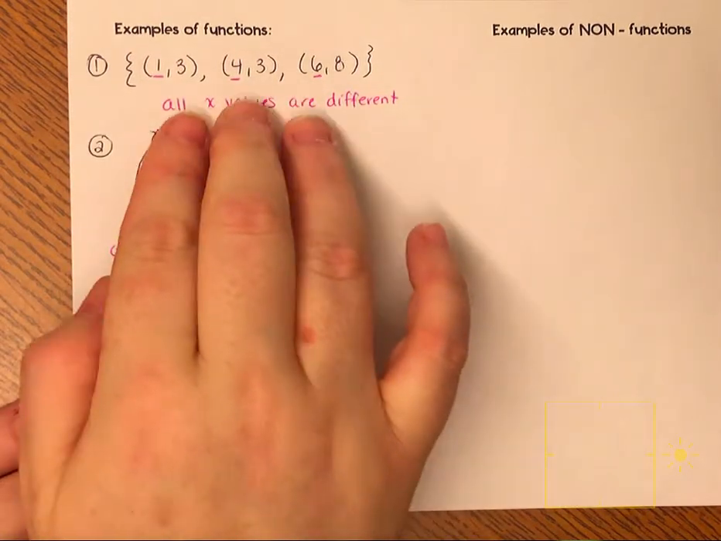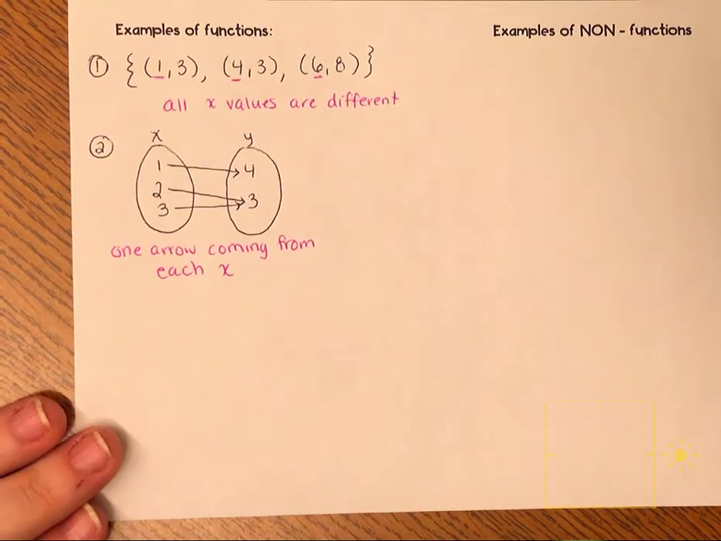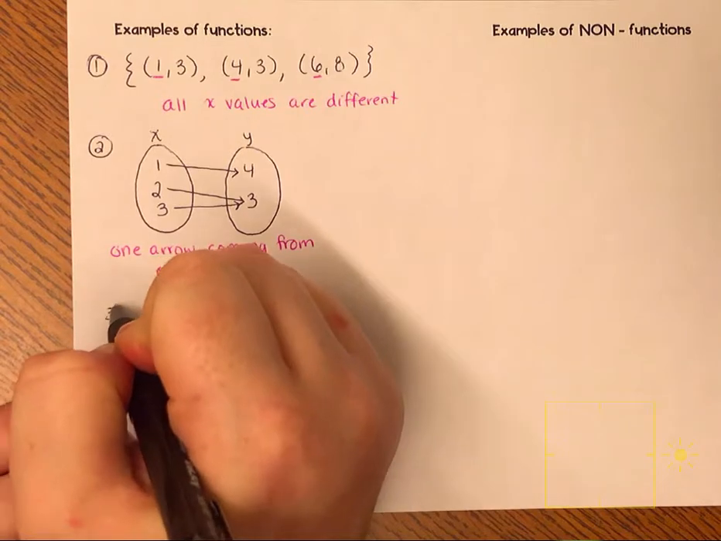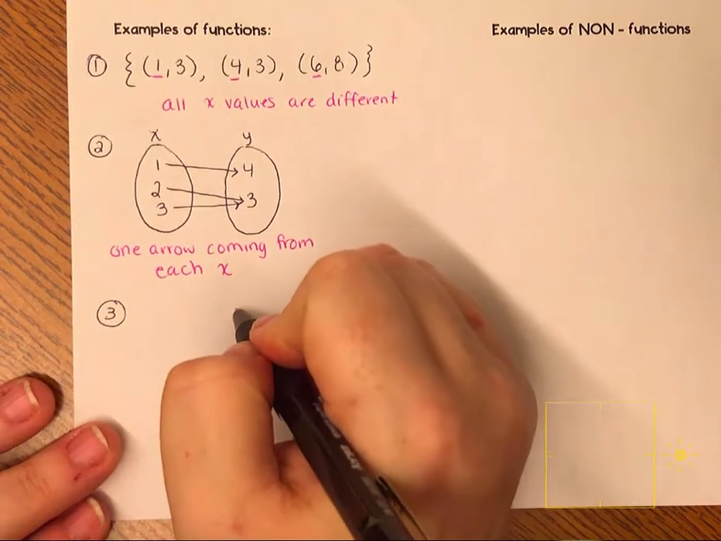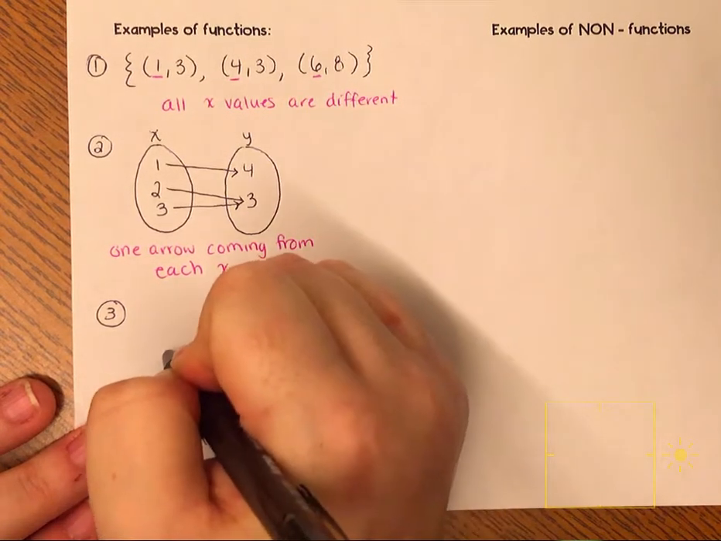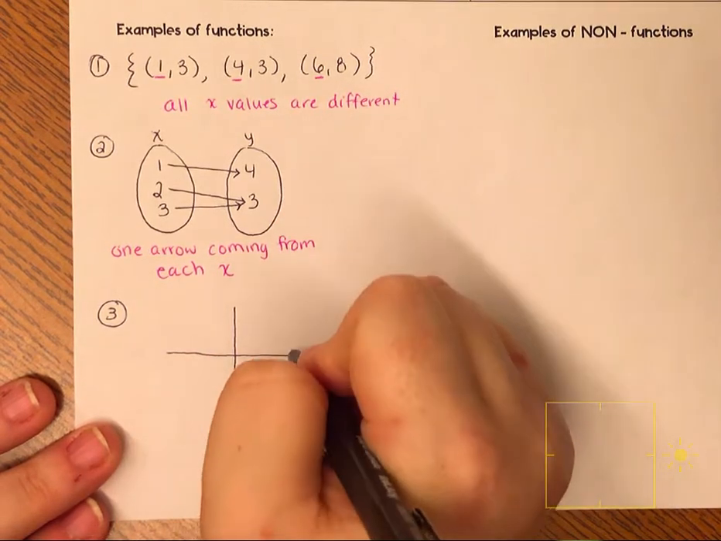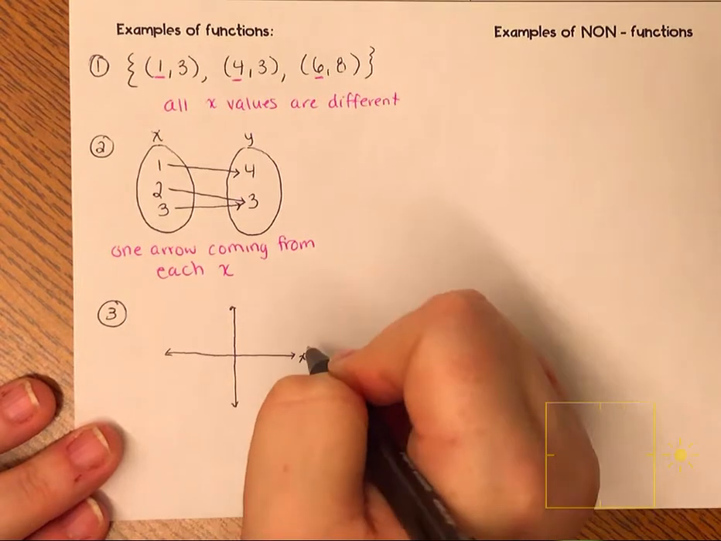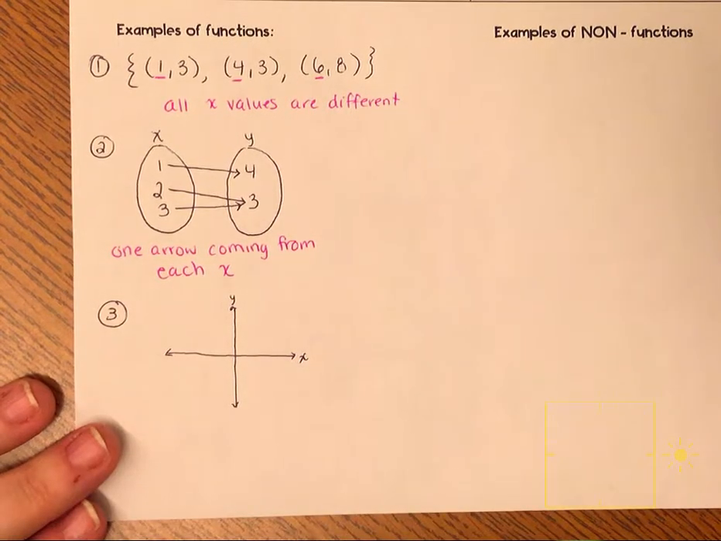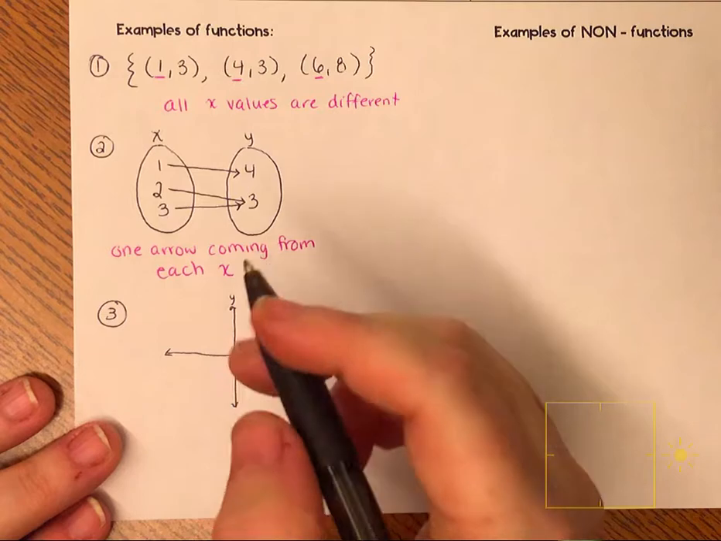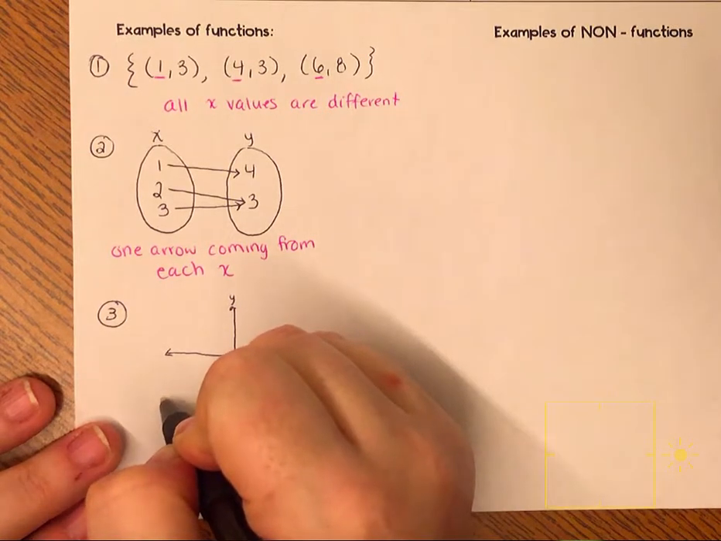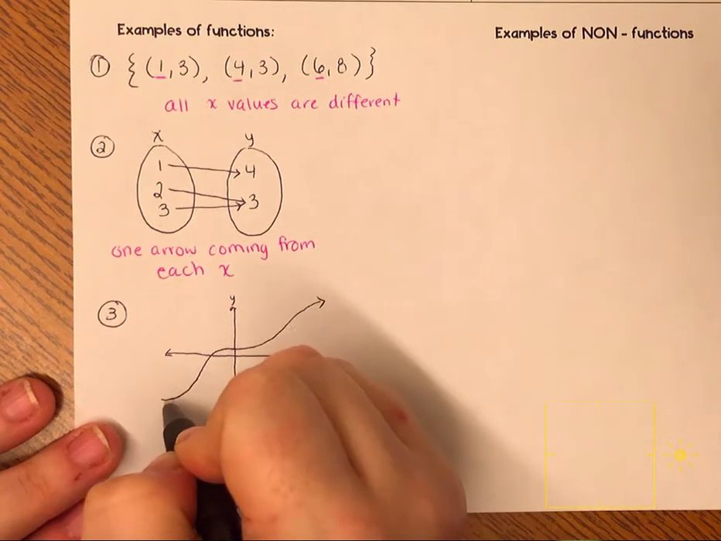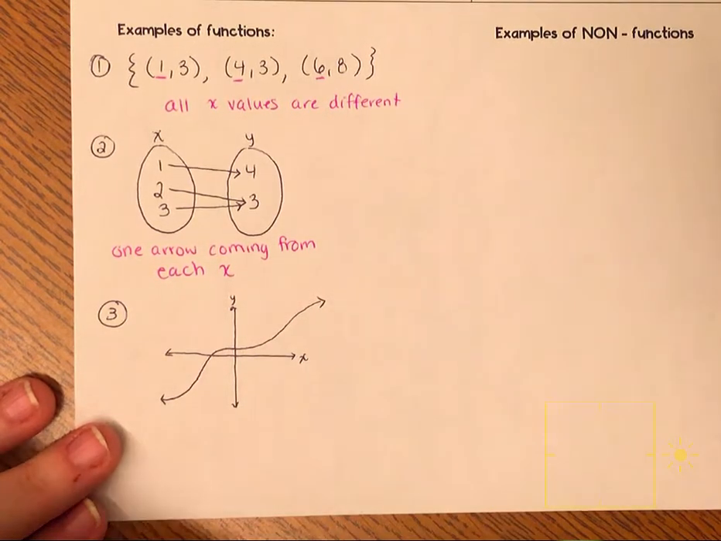So we have a set of coordinates. We also have a mapping diagram, but we can also look at it on a graph. So in a third example, I will have my coordinate plane. This is my x-axis, this is my y-axis, and I'm going to draw a graph that will represent a function. So it's going to look something like this. So this is the actual graph I'm looking at.